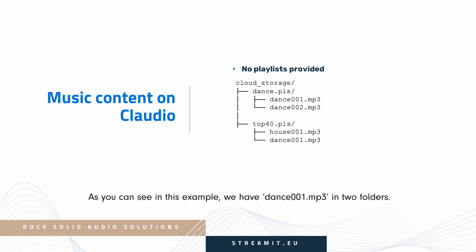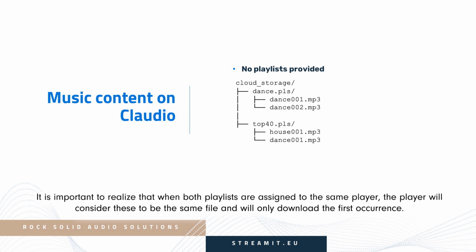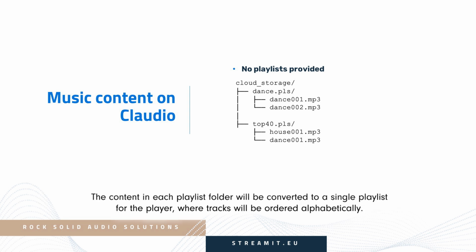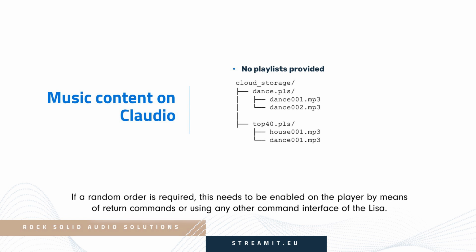As you can see in this example, we have dance 001.mp3 in two folders. It is important to realize that when both playlists are assigned to the same player, the player will consider these to be the same file and will only download the first occurrence. The content in each playlist folder will be converted to a single playlist for the player. The tracks will be ordered alphabetically. If a random order is required, this needs to be enabled on the player by means of return commands or using any other command interface of the Lisa.